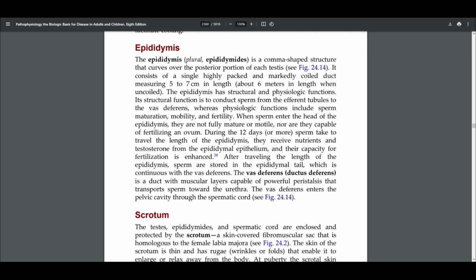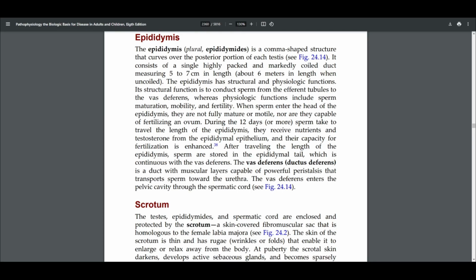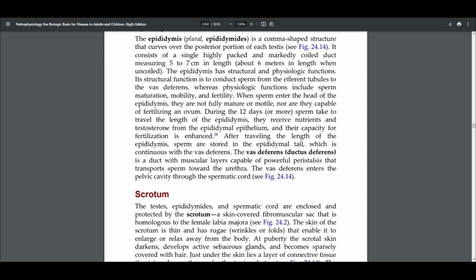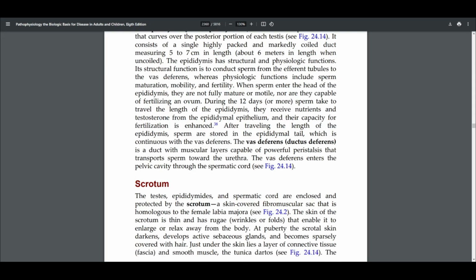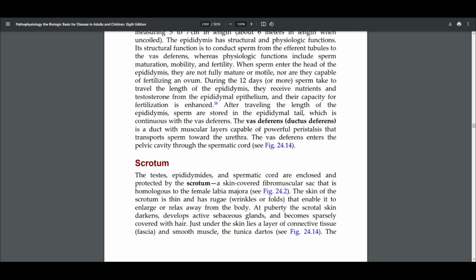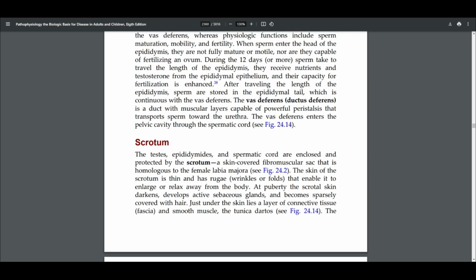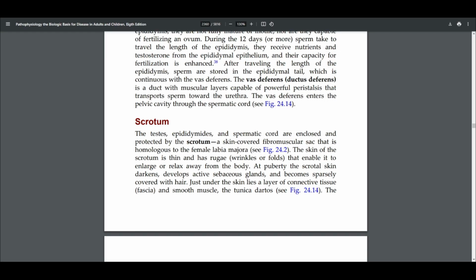During the 12 days sperm take to travel the length of the epididymis, they receive nutrients and testosterone from the epididymal epithelium, and their capacity for fertilization is enhanced. After traveling the length of the epididymis, sperm are stored in the epididymal tail, which is continuous with the vas deferens. The vas deferens is a duct with a muscular layer capable of powerful peristalsis that transports sperm toward the urethra. The vas deferens enters the pelvic cavity through the spermatic cord.